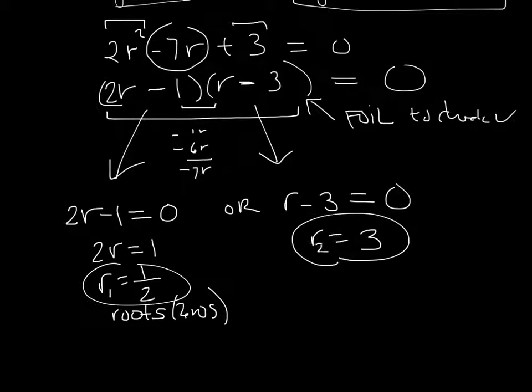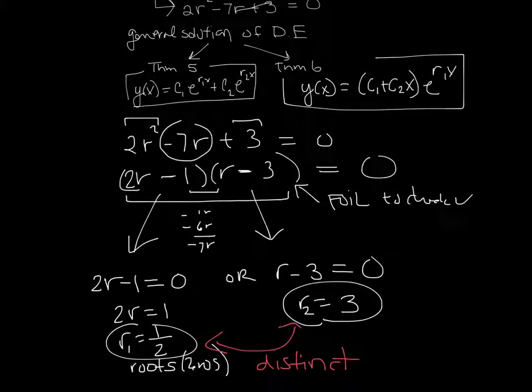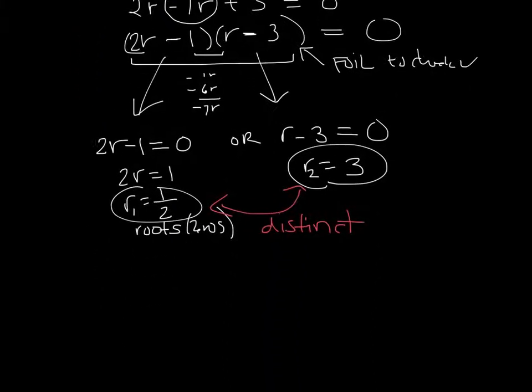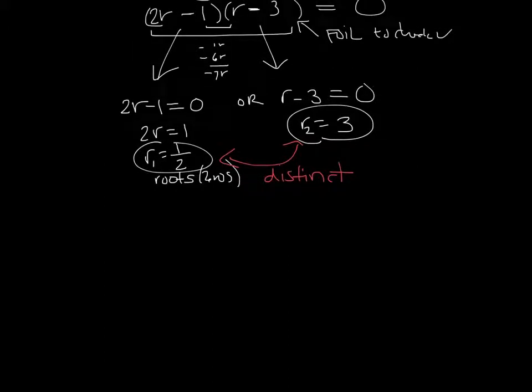And if you want to call that r2, it doesn't matter which one you call r1 and r2, just be consistent. And these roots are obviously distinct. They're different roots. They're not exactly the same. So I know that my general solution is going to look like this, because Theorem 5 says distinct real roots. So we're pretty much done. I'm just going to go ahead and write the solution.